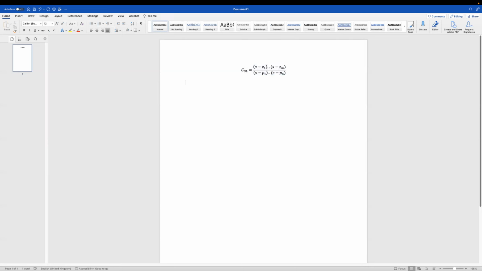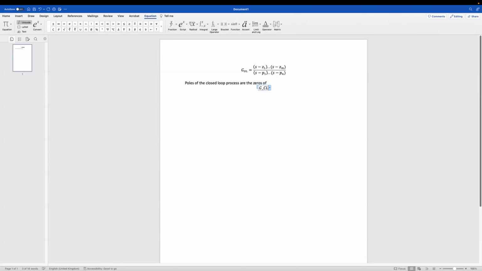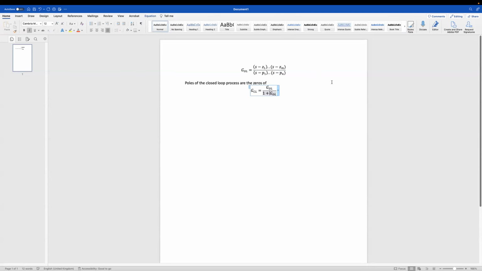And we know that the poles of the closed loop process are the zeros of the denominator, so the closed loop process looks like this. G closed loop equals G open loop over 1 plus G open loop. So the zeros of 1 plus G open loop are the poles of G closed loop, right? So we want the zeros of this. And what we want to do now is generalize this, right?